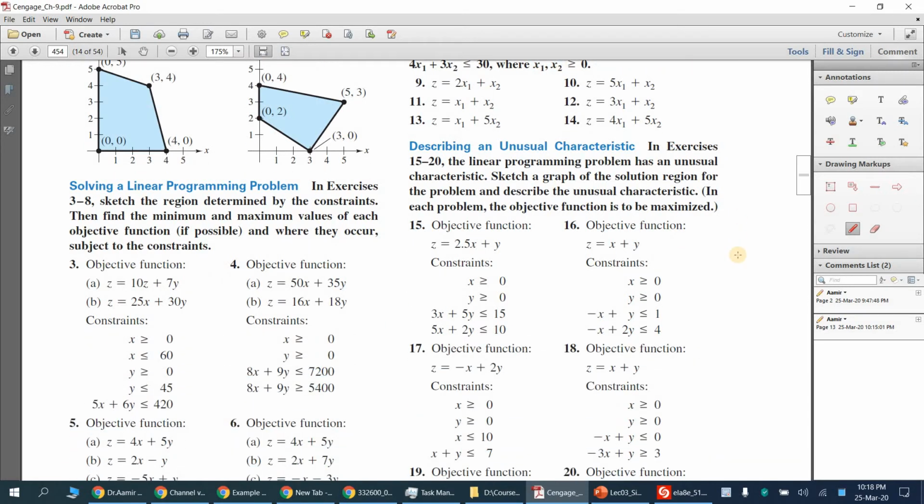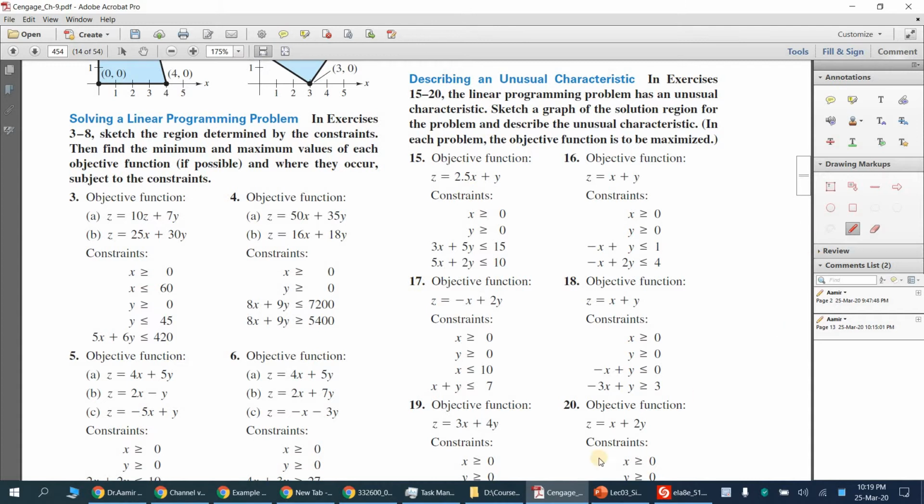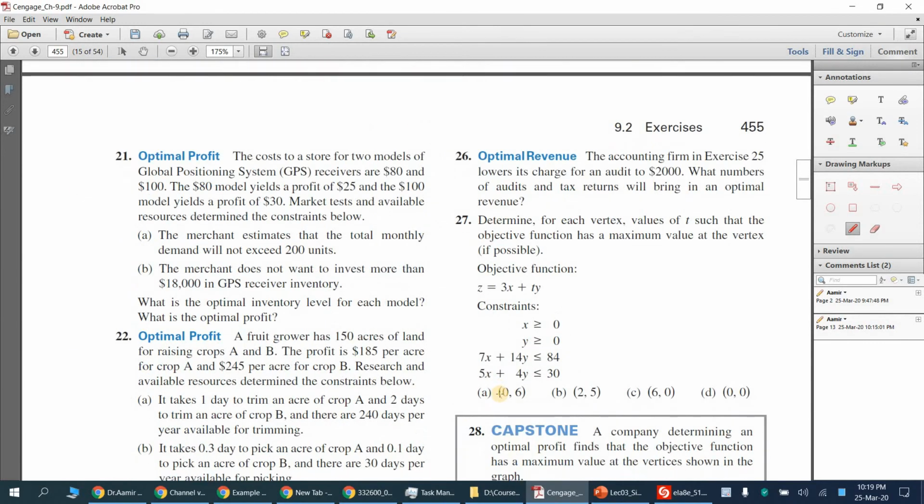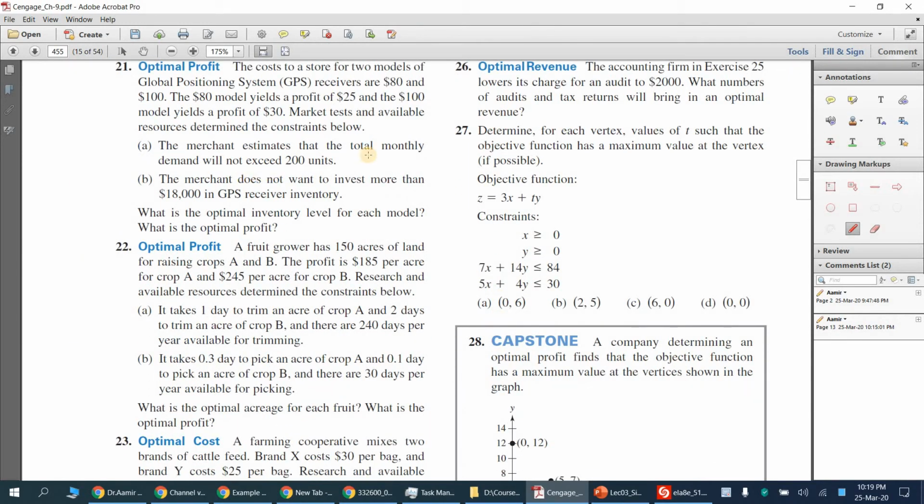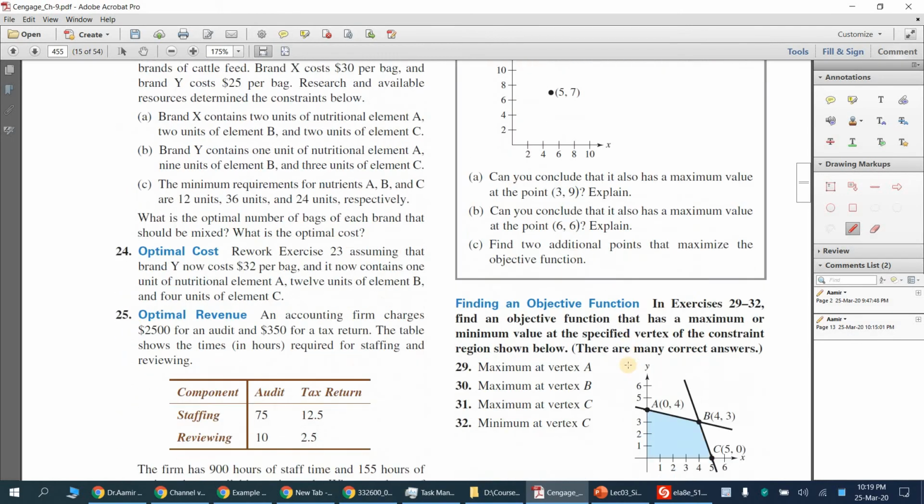Then they have given some unusual characteristics of the constraints. Try to look at these problems. There are so many. And then there are the English-based problems, descriptive problems. These are the ones that are my favorite. So try to solve them yourself as much as you can. And then we move on.